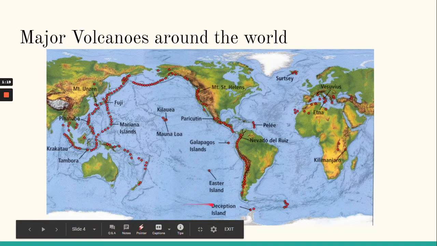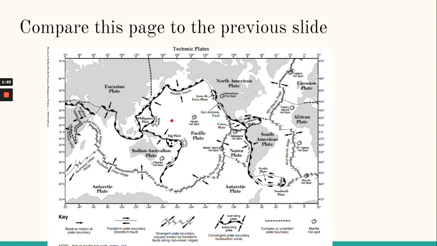So what I want to do is look at this map and compare it to a reference table page. Because when we talked about different types of plate boundaries in the last lesson, we talked about how volcanic islands form and how volcanic mountains form as a result of plate boundaries.